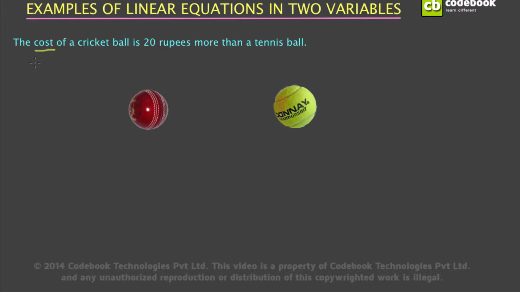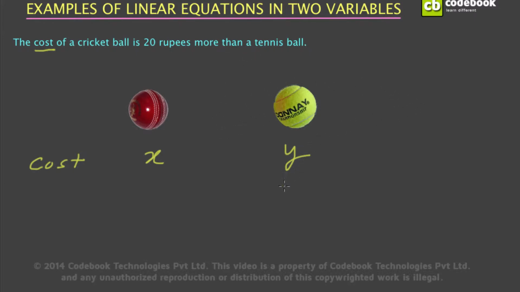We are comparing the cost of a cricket ball and a tennis ball. We don't know the cost of the cricket ball, so let's call it X. Similarly, we do not know the cost of the tennis ball either, so let's call it Y. So we have two unknowns over here and we represent them with X and Y, and both are the costs of the balls respectively. But we have been given a relationship between the cost of these two balls, which is the cricket ball is costing 20 rupees more than the tennis ball.